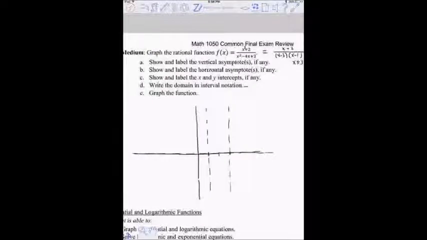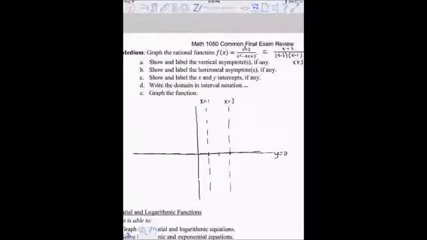Now it says label and not just show. The horizontal asymptote, since it's a horizontal line, has an equation of y equals 0. Vertical lines have equations of x equals, so this vertical line has an equation of x equals 1 and x equals 3. Now, part C, show and label the x and y-intercepts.